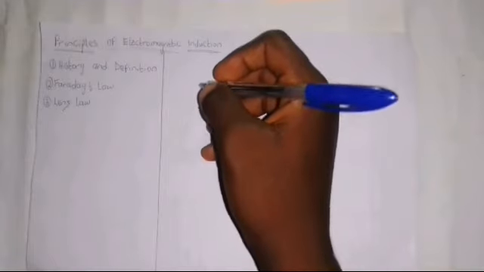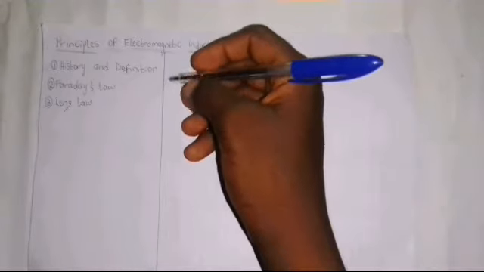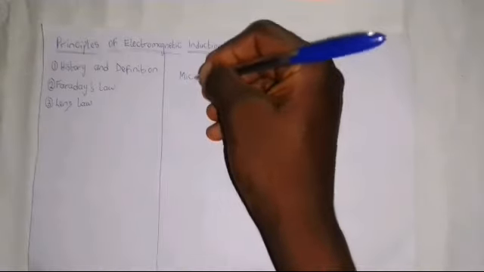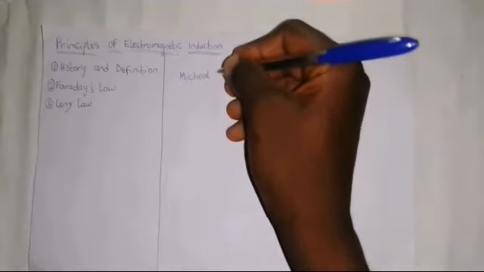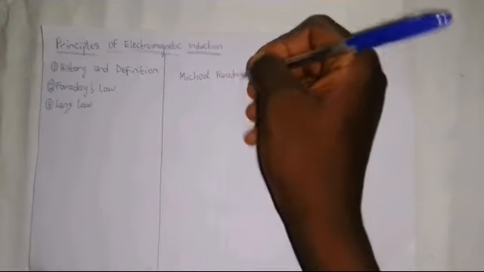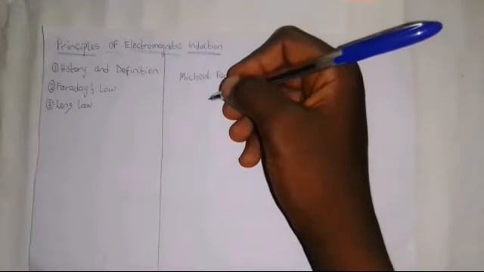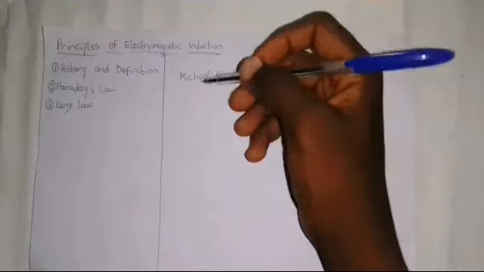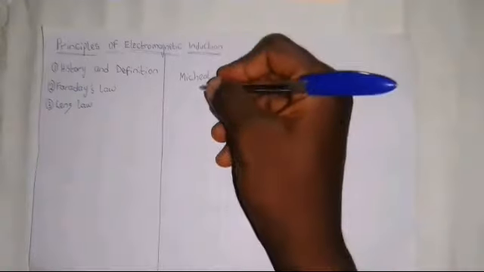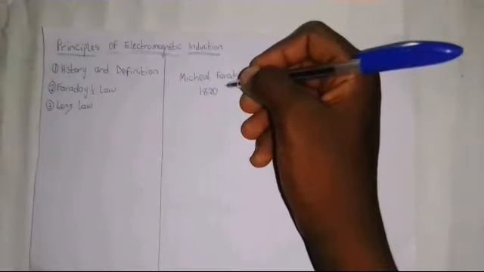Beginning from scratch, the history of electromagnetic induction dates back to a scientist by the name Michael Faraday. He was one of the best scientists in physics that you could ever know of, and in chemistry as well. He developed electromagnetic induction and its principles in 1820. So that is the history of electromagnetic induction.